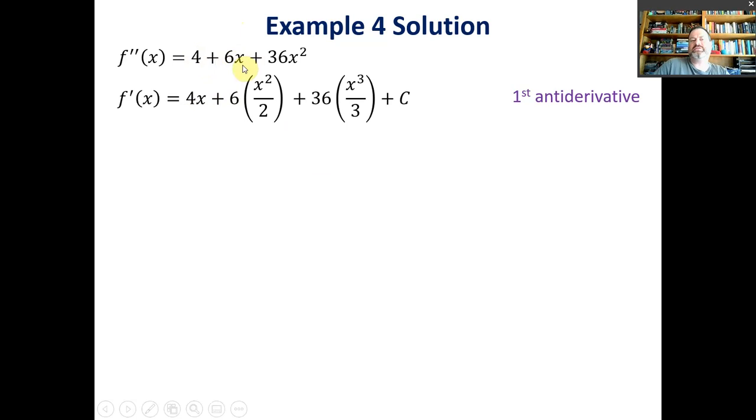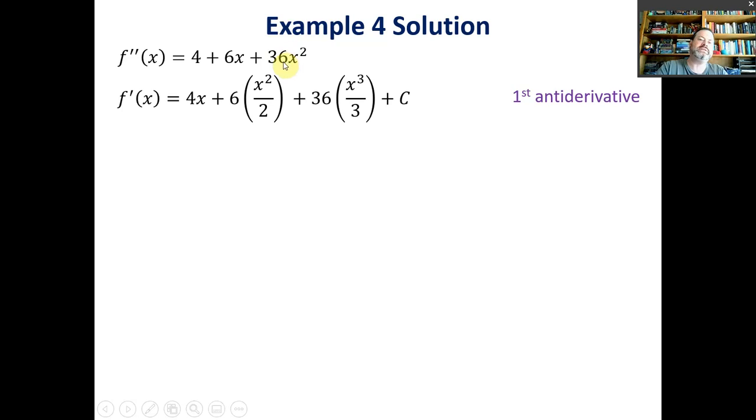When we get to here, it gets a little more complicated, because you really don't want to say what function gave me 6x. Instead, just leave the 6 alone and say what function would give me x when I take a derivative. Right? Well, it'd be x squared over 2. Right? So here I'm just using that power rule from a previous slide, right? Increase the power by 1, so it goes from 1 to 2. Divide by the new power. Same thing here, just leave the 36 alone.